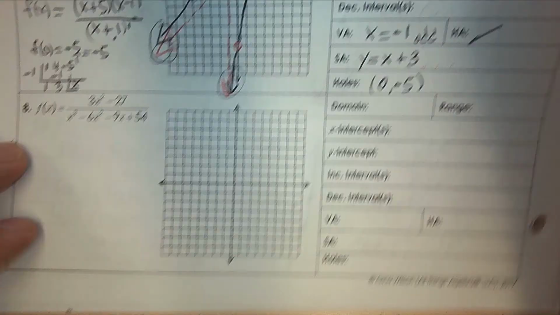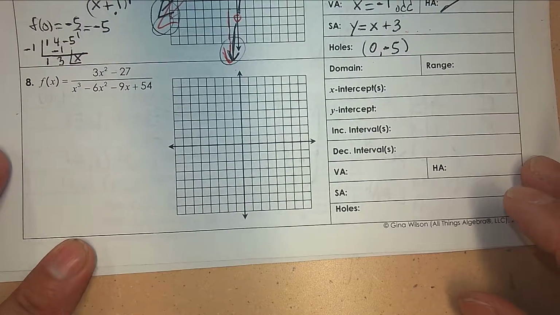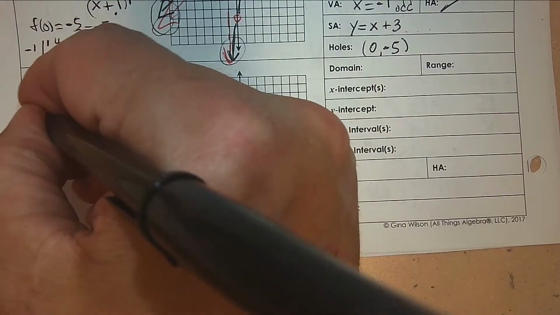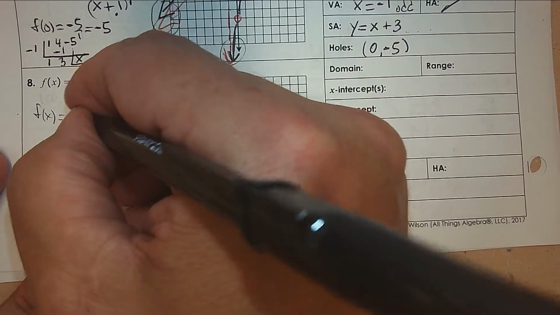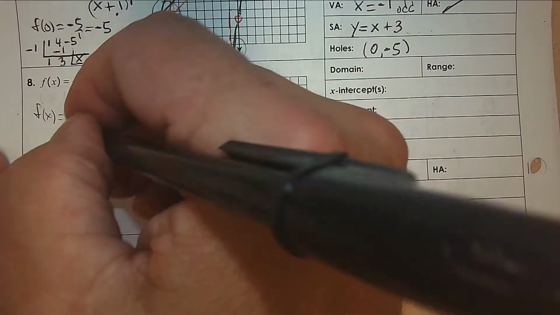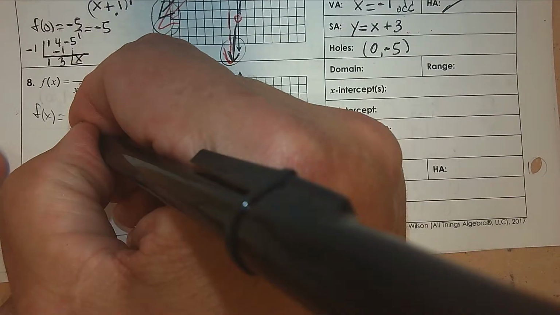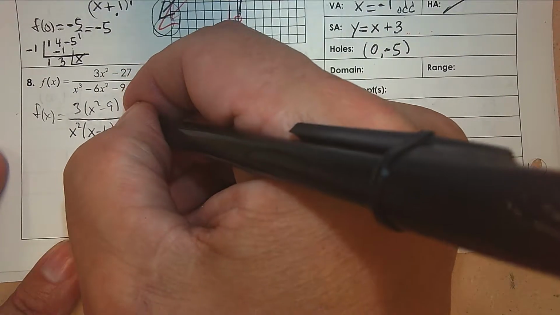Number 8. So step 1 is we're going to factor. So the numerator, I'm going to factor out a 3, and I'm going to be left with x squared subtract 9. In the denominator, I'm going to factor the first 2 terms. I'm going to do it by grouping, and then the next 2.